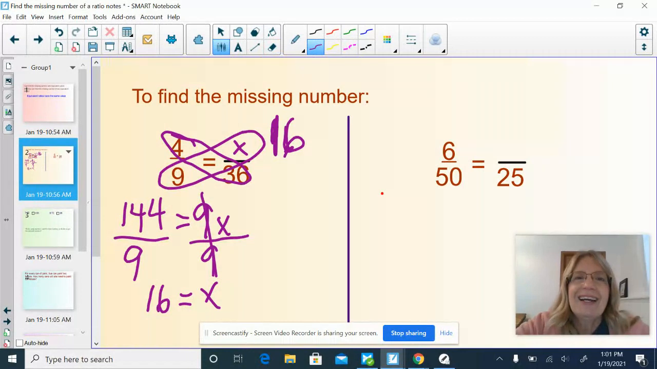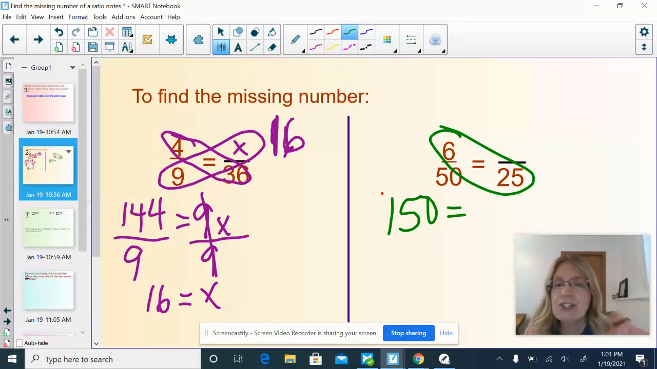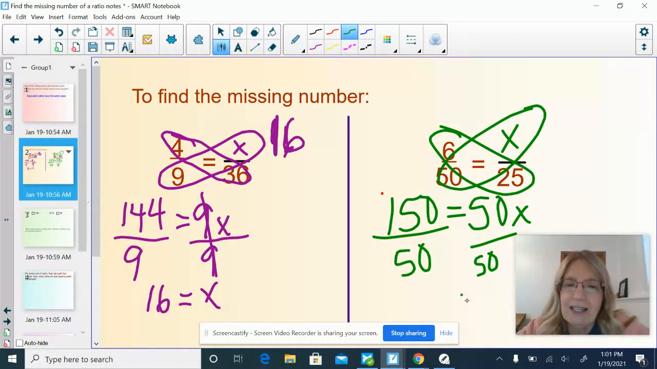Step 1, multiply the two numbers that are right across from each other. 6 times 25 is 150. Yep, the easy way is just take that other number and divide. 150 divided by 50 was 3. But so that you can start thinking of it algebraically, 50 times x is 50x. Divide by 50, divide by 50, x equals 3.